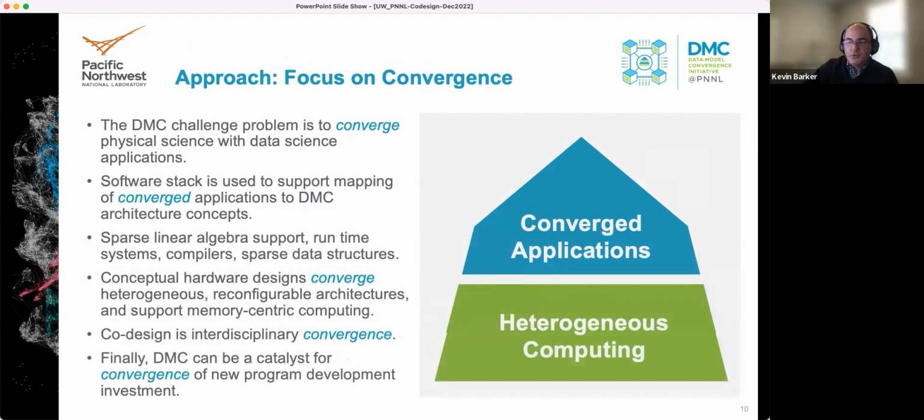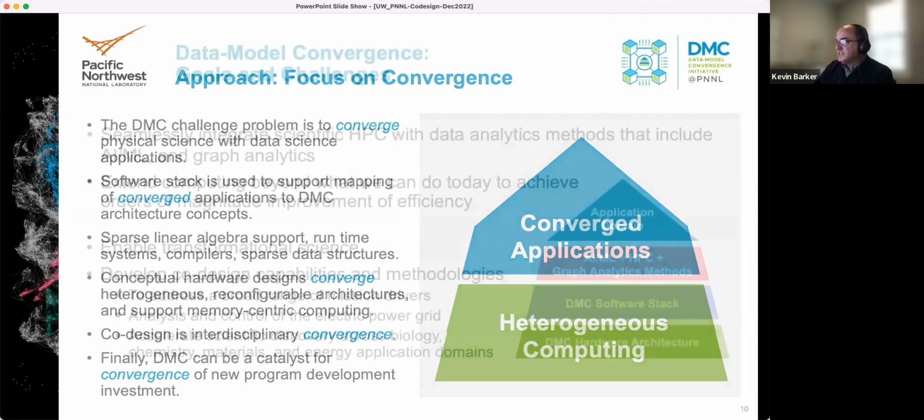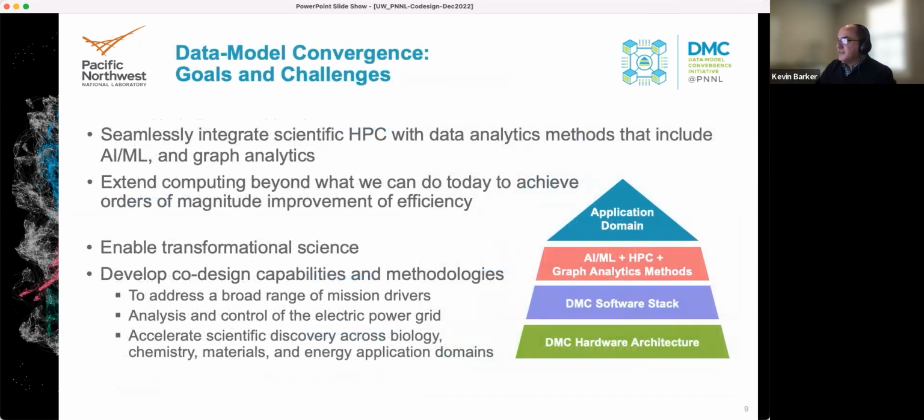So what are the 2 approaches that we used within DMC? The first is convergence, and the second is co-design. You're going to hear those words a whole lot in this talk, but convergence and co-design really are the bread and butter of what DMC is. And so, if we go back very quickly to this slide, you see the 4 elements of the pyramid shape here, from application domains to algorithms and methods to software stack, and finally hardware at the bottom.